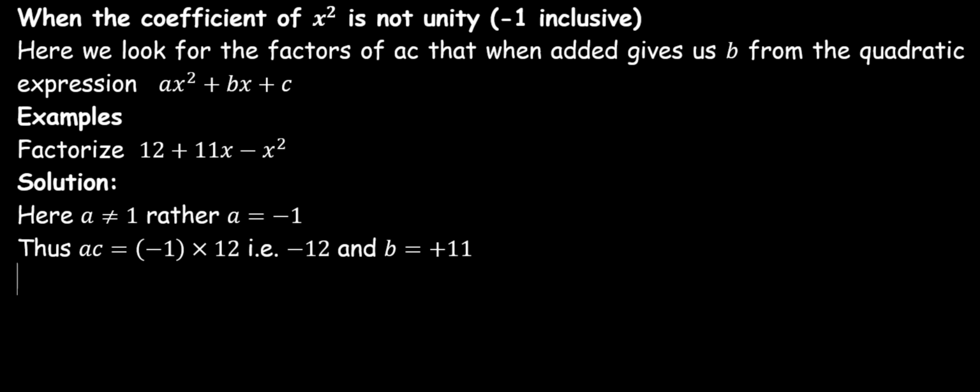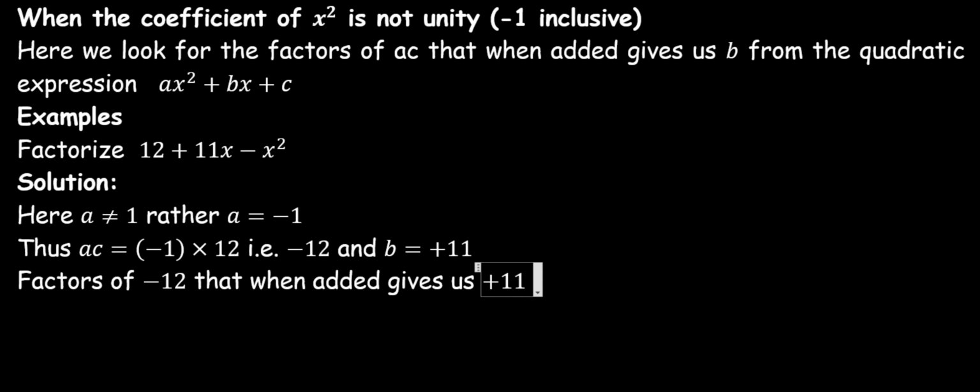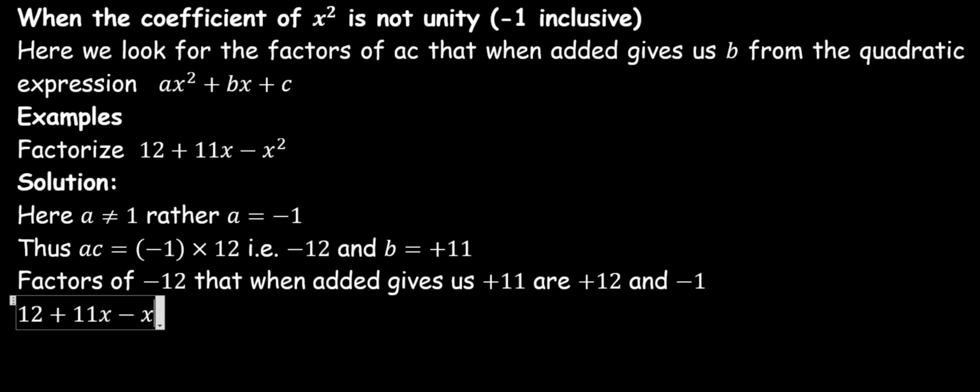Next, we'll be finding the factors of minus 12 that when added give us plus 11, which are plus 12 and minus 1. We can conveniently say now that our given expression, which is 12 plus 11s minus s squared, will be equal to 12 plus 12s minus s minus s squared. We are just changing our 11s, which is the center term, to, instead of being 11s, become 12s minus s.